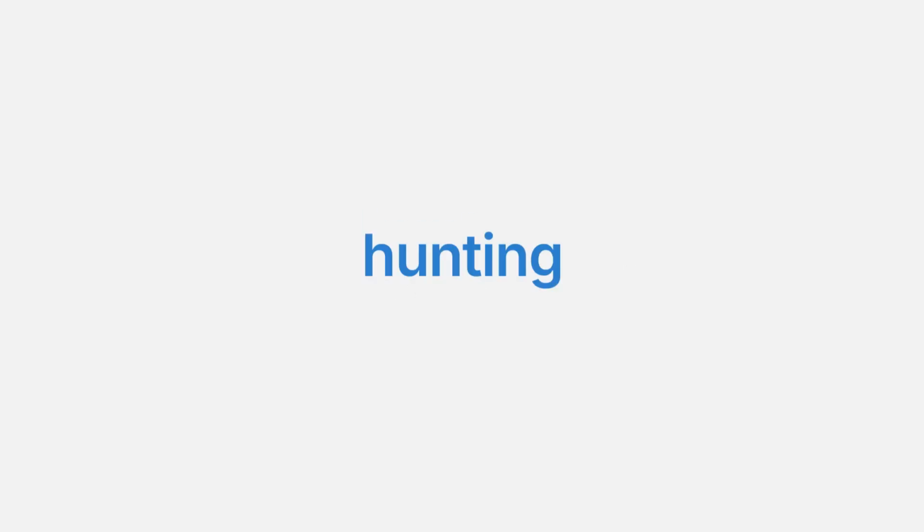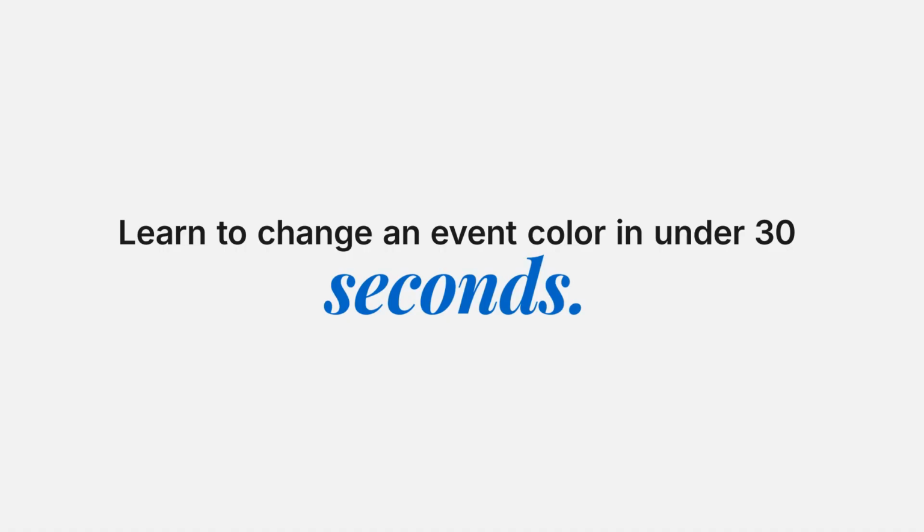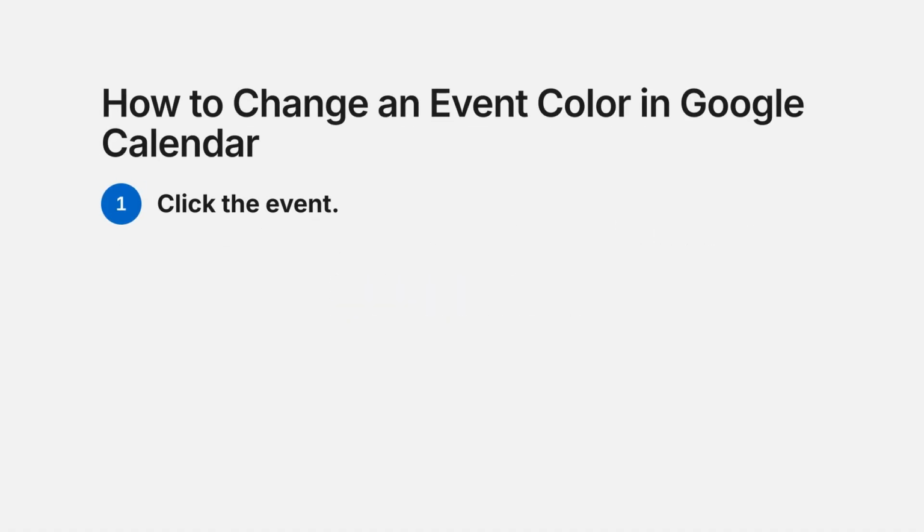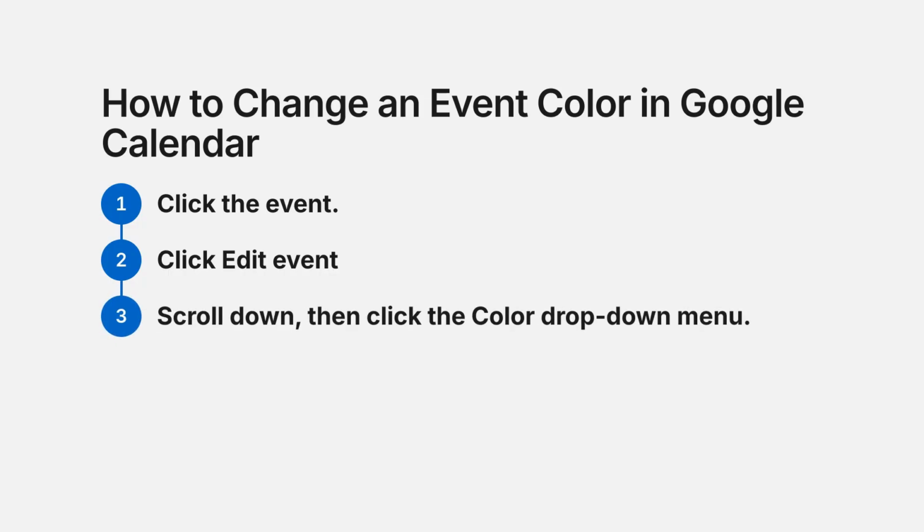Are you tired of hunting for the color option in Google Calendar? Learn to change an event color in under 30 seconds. I'll walk you through the exact steps. Open the event, edit it, pick a color, and save. Let's start.